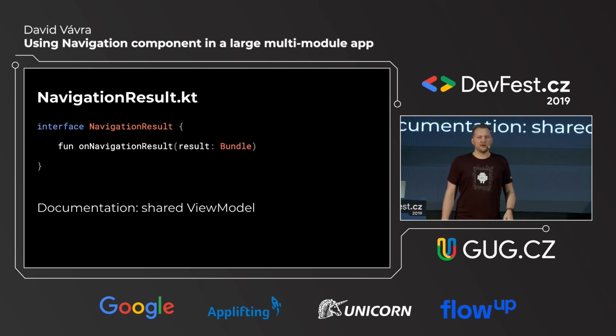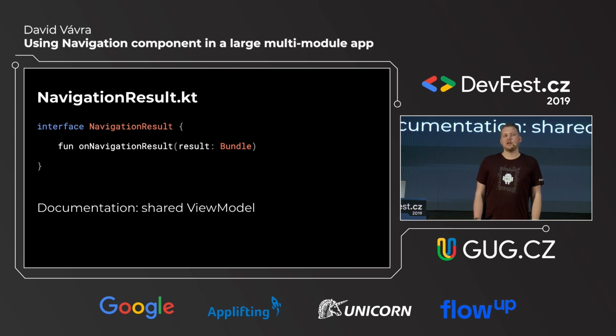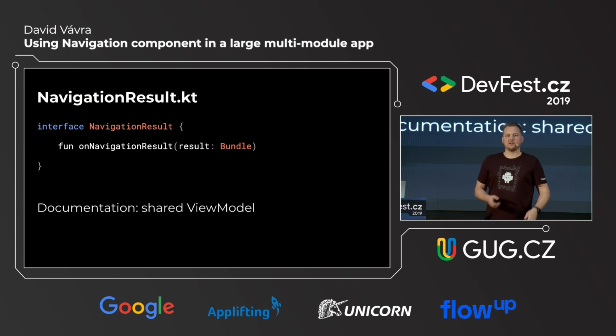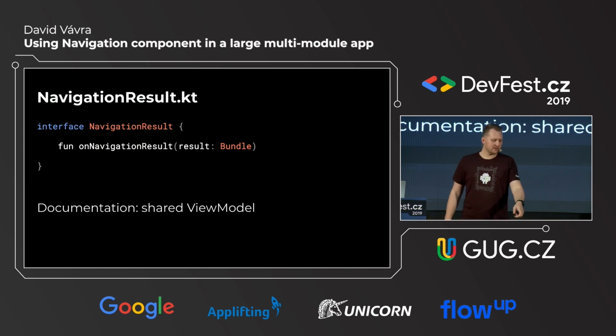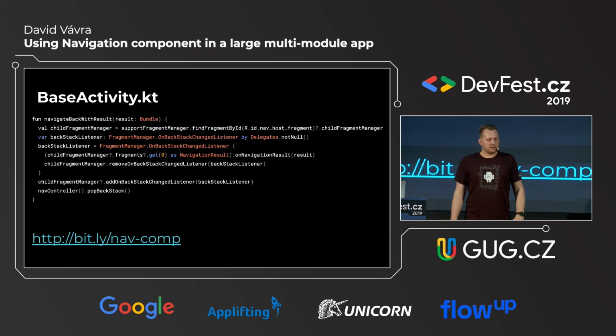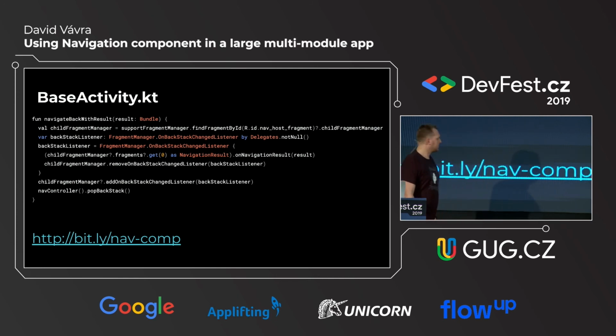So we developed our own solution. We have this interface, navigation result, and the first fragment should implement this interface. And then automatically, when you call navigate with result, this method will be called, and in the first fragment you will get this callback, and you can handle the result somewhere. The implementation is just this. You don't have to read through the code. There is a link with the code.